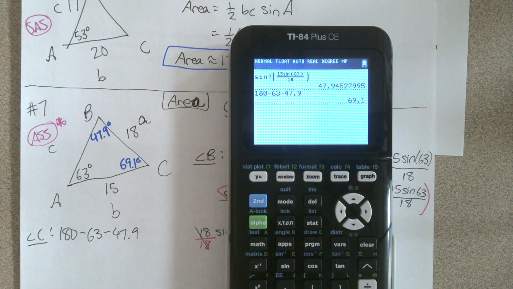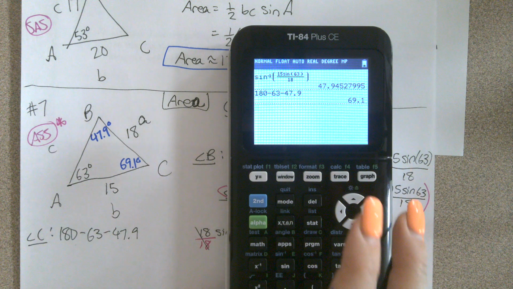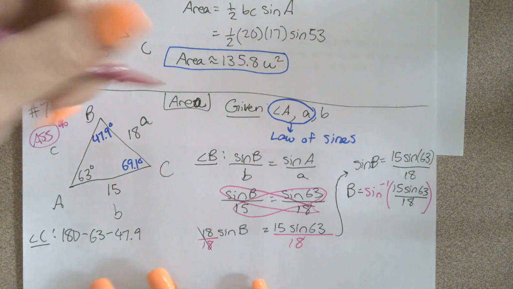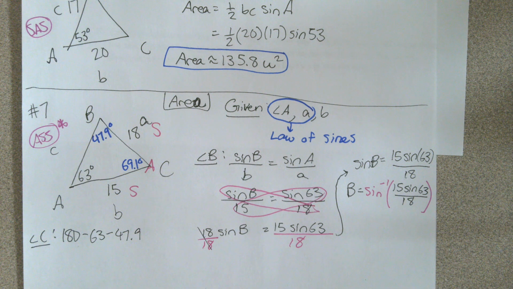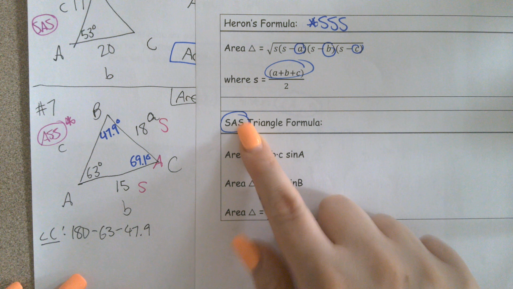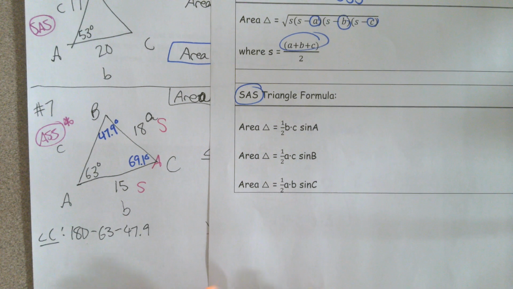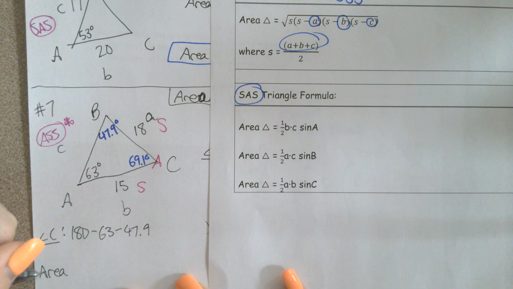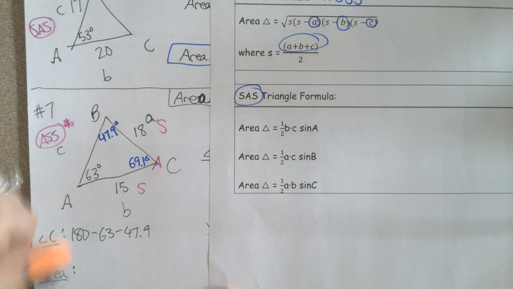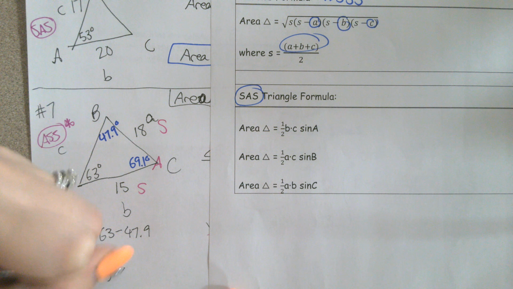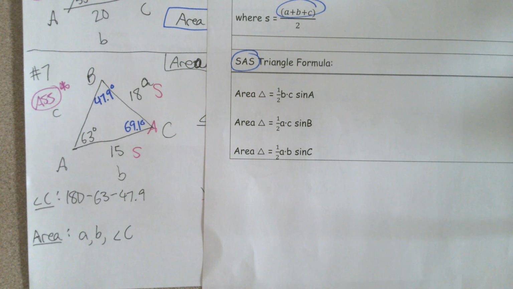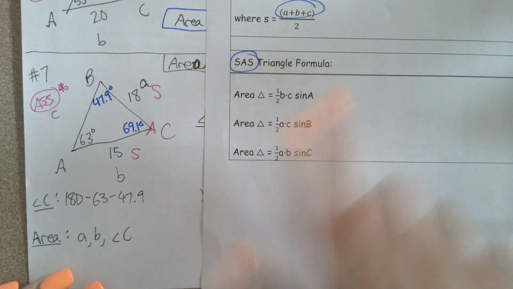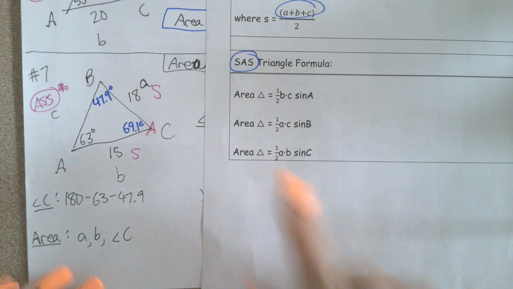And now I finally have SAS. If you don't see it, I've got my S, my A, and my S. I can finally use that formula. So, SAS triangle formula, and for the area, we're going to use parts A, B, and angle C. That's what we're able to use from the triangle because they're in the correct order. Now, the only formula that uses angle C is the bottom one, so that's what we will use.